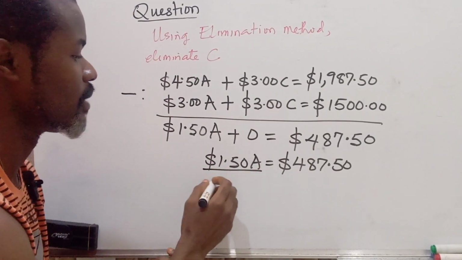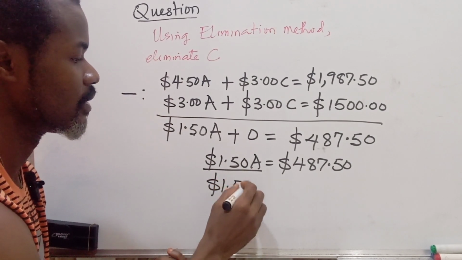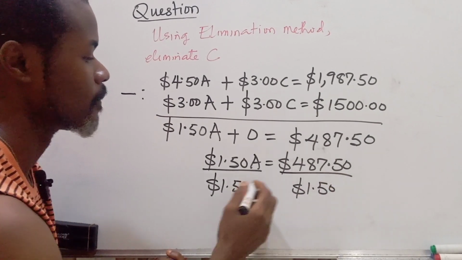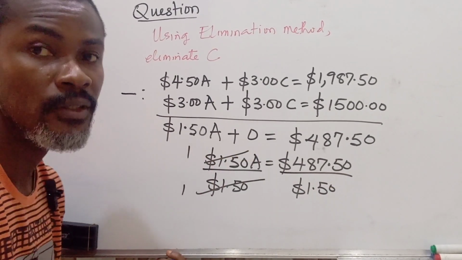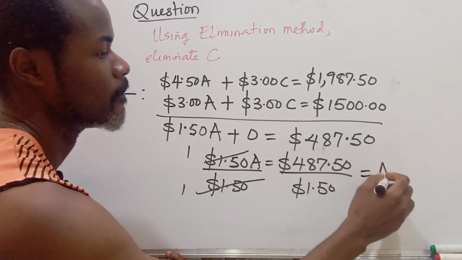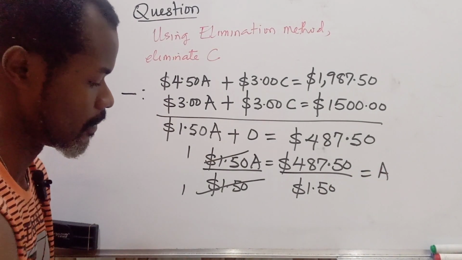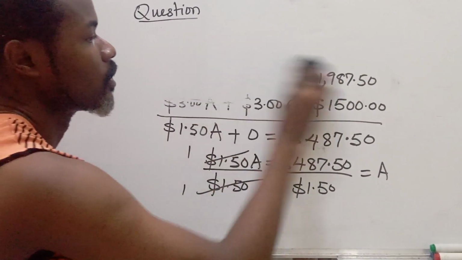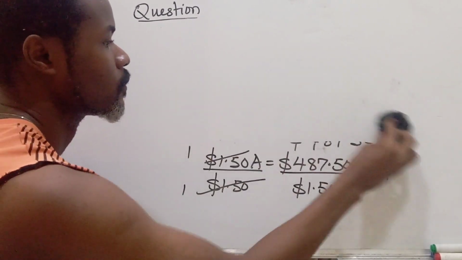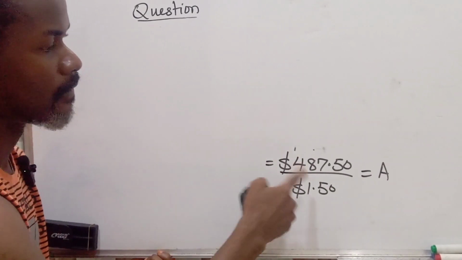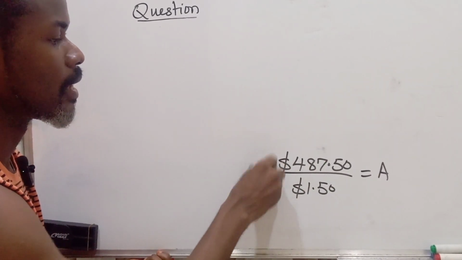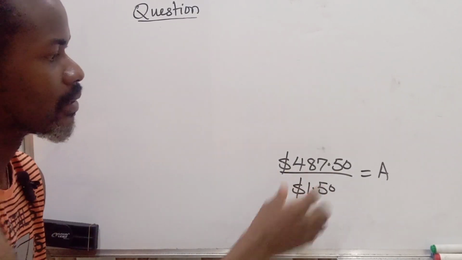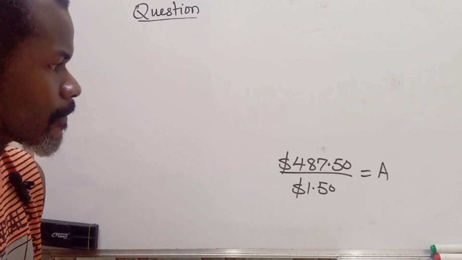You are going to divide this by $1.50, divide this by $1.50. So that this will cancel, this is 1, 1. So we are left with A. Remember, A is for adults, adult tickets that we're looking for. So we are going to solve this to be able to get our value for adult tickets. So let's quickly solve this.